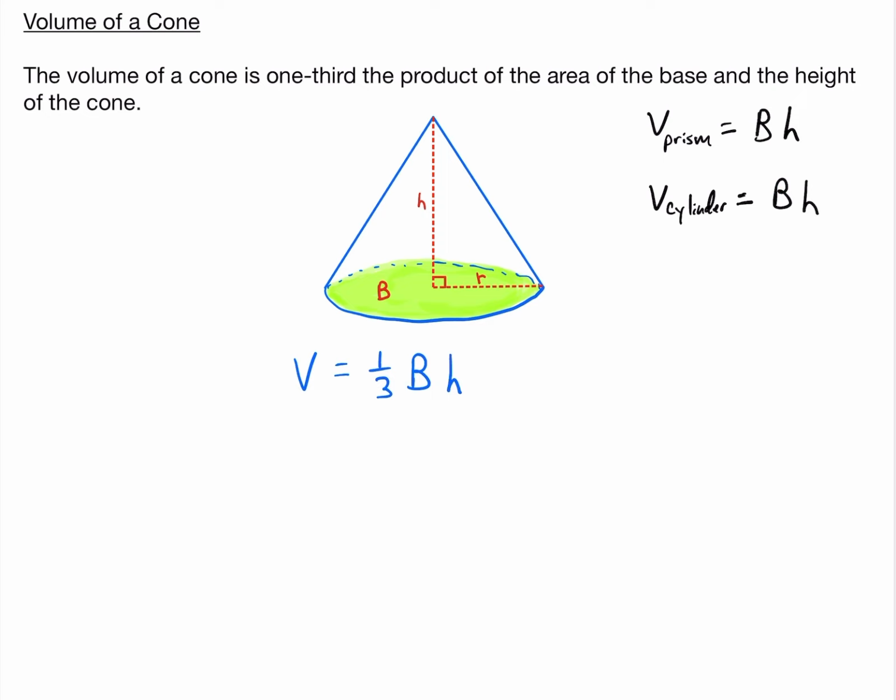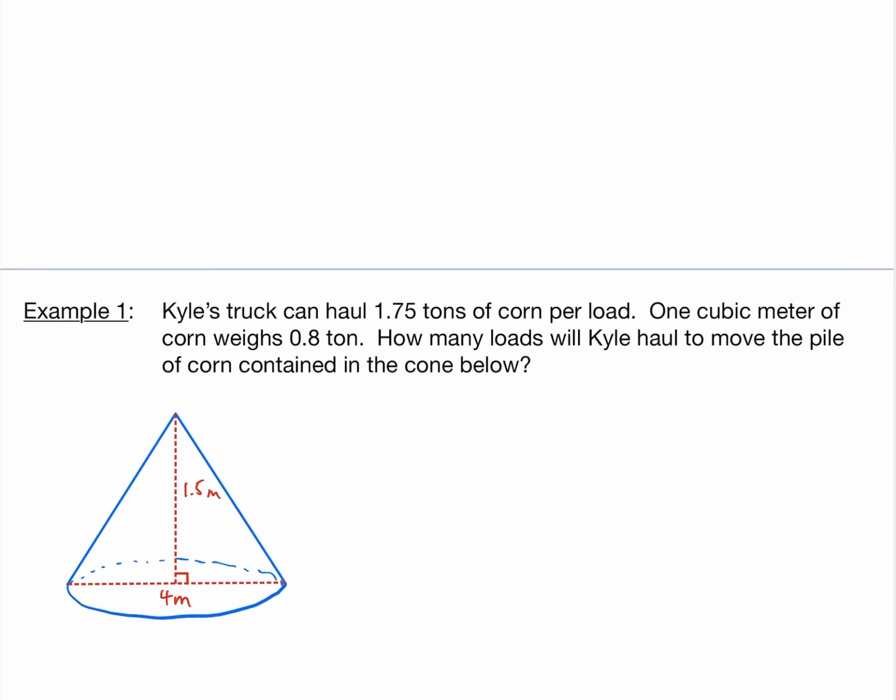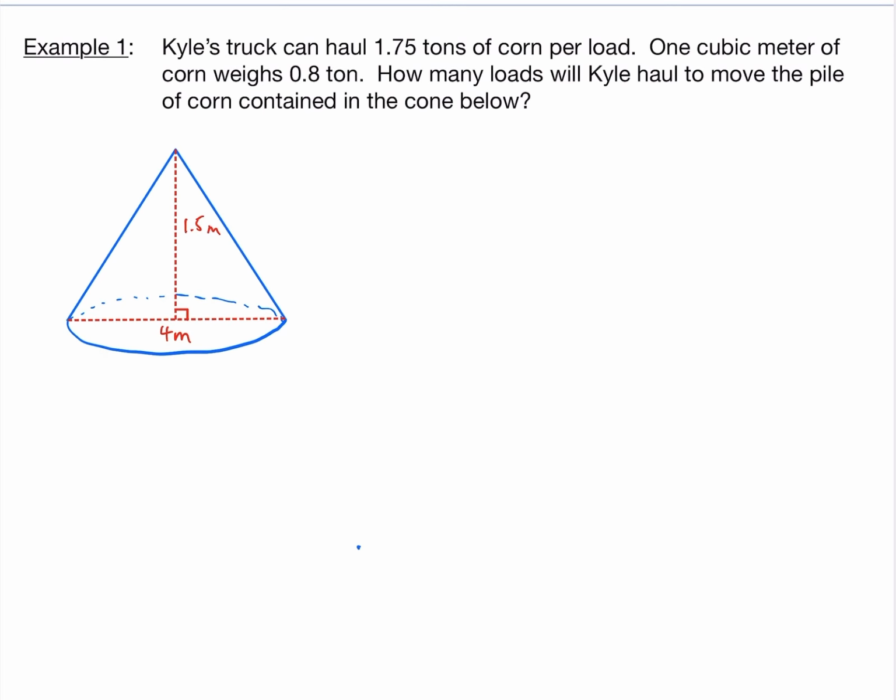Okay, so let's go ahead and solve the next problem in this example. And so here we have Kyle's truck that can haul 1.75 tons of corn per load, okay? And we're also told that 1 cubic meter of corn weighs 0.8 ton. So the question is, how many loads will Kyle haul to move the pile of corn that is contained in this cone below?